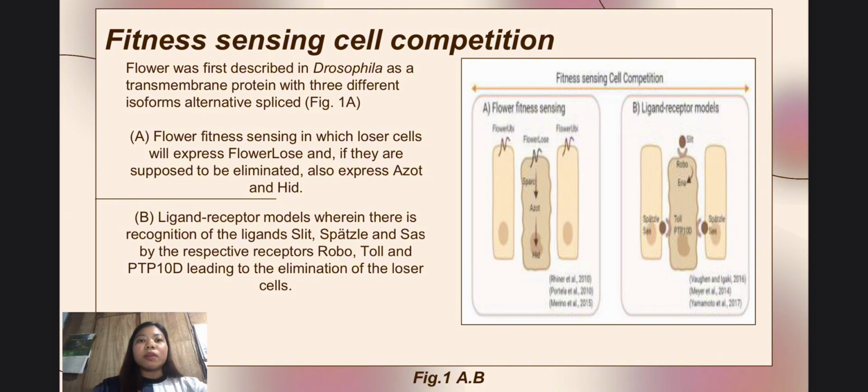Then for the second subcategory, ligand-receptor models, there is recognition of the ligands Slit, Spätzle, and Sas by the respective receptors Robo, Toll, and PTP10D, leading to the elimination of the loser cells.